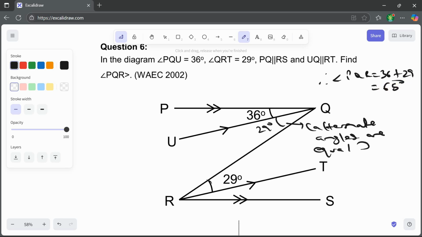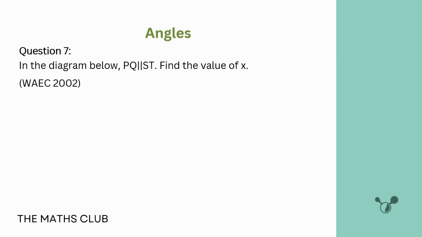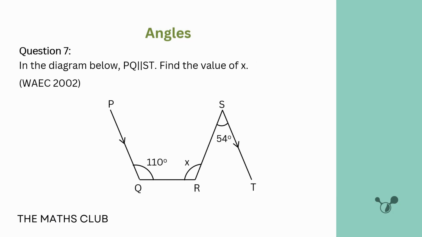Let's see if we're correct. That will be option B. Great. Question 7 now says that in the diagram below, PQ is parallel to ST. Find the value of x. This is from WAEC 2002. I want you to pause the video and try this out yourself.